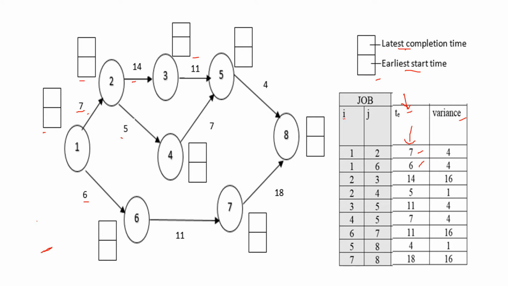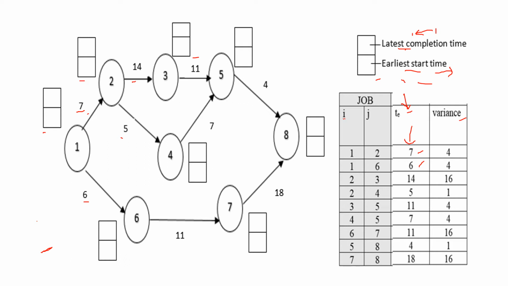Okay, let us find. So for the first node, first we are finding the earliest start time, and this is the forward pass. Earliest start time is a forward pass, and the latest completion time is the backward pass. That is, earliest start time is from the source to the destination, and latest is from the destination to the source. Okay, now let's see the earliest start time for each node.